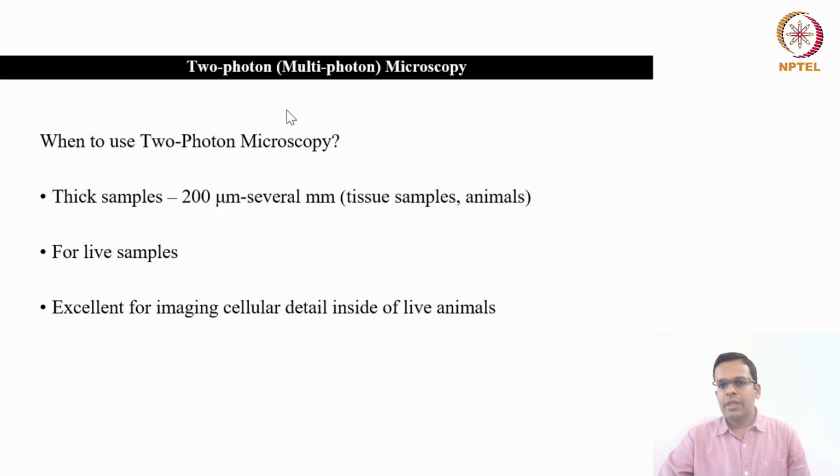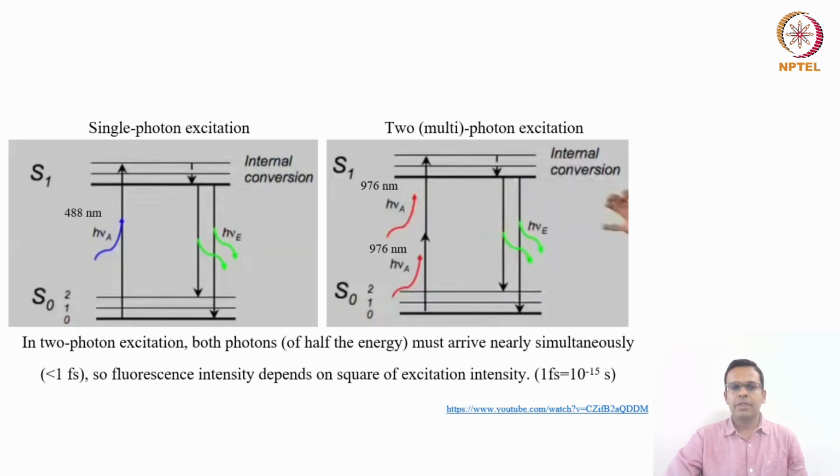So coming to the two photon microscopy or the multi-photon microscopy. When to use multi-photon microscopy? Multi-photon microscopy is good for thick samples from 200 micrometers to several millimeters, some tissue samples or some small organisms. It is also good for live samples and it is excellent for imaging cellular details inside live animals.